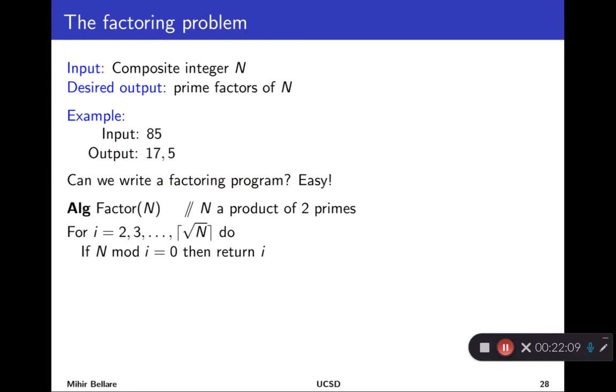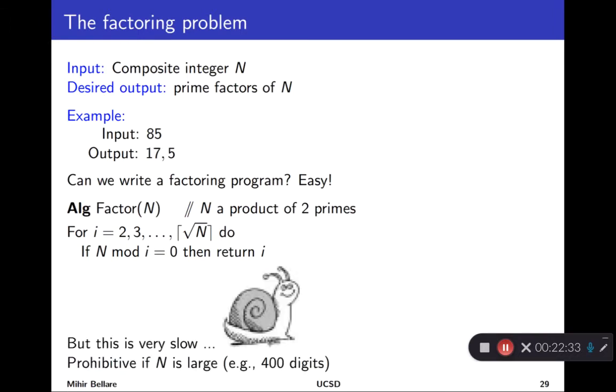If 2 doesn't work, try 3 and so forth. I can stop around the square root of n, because if there's any non-trivial divisor, there's one smaller than that. n mod i equals 0 means i is a divisor. If i is a divisor, I can just return it. And since n is a product of two primes, the other one is n divided by i, and we would be done. So based on this, we would say, well, factoring is an easy problem for which to write software.